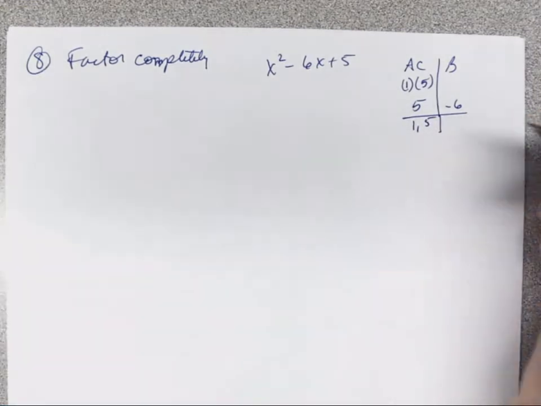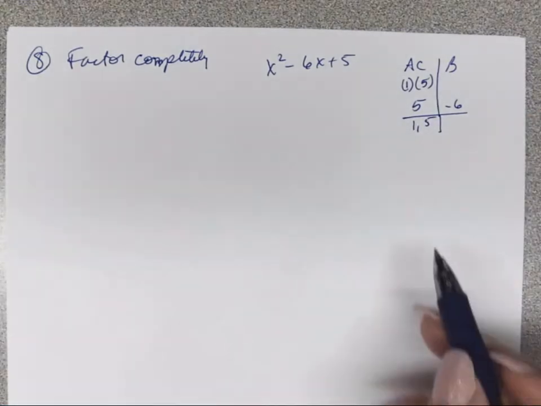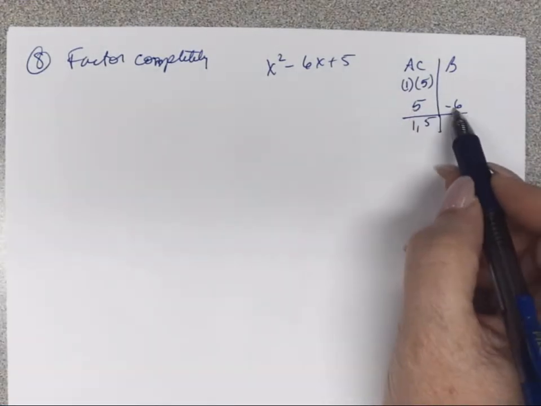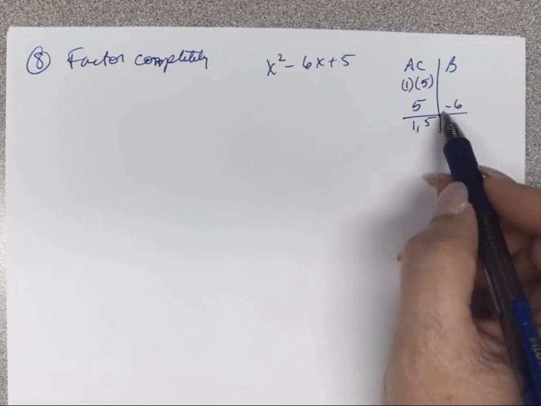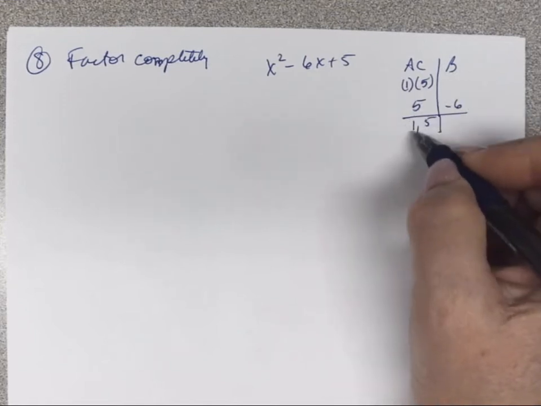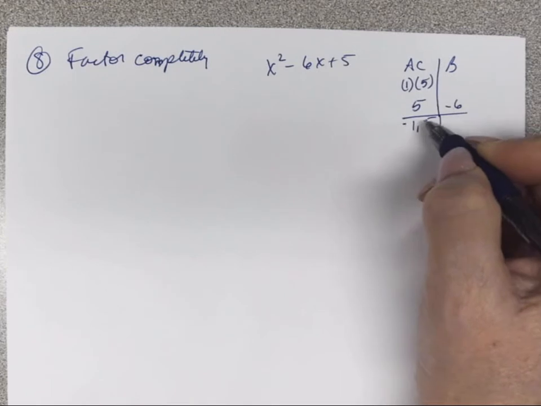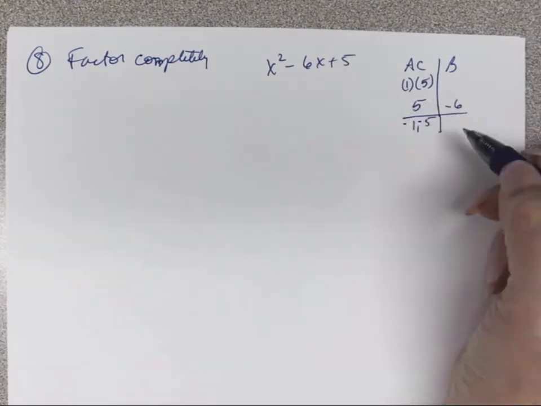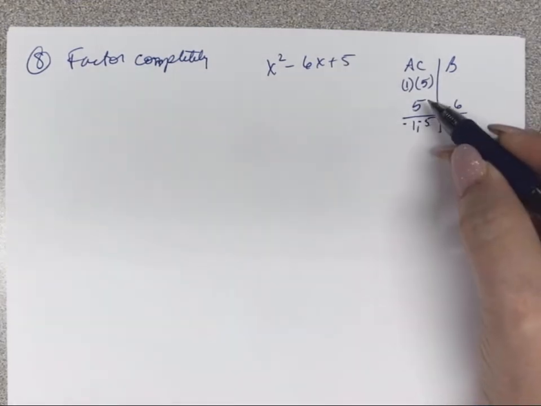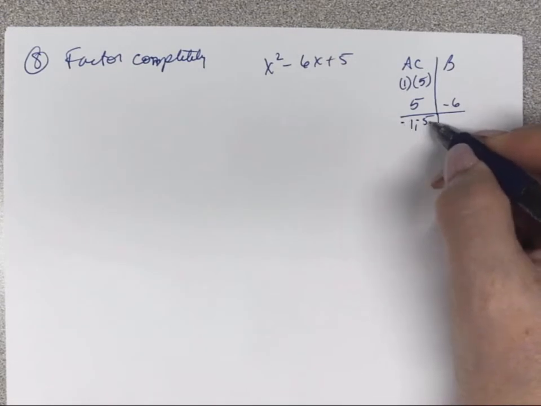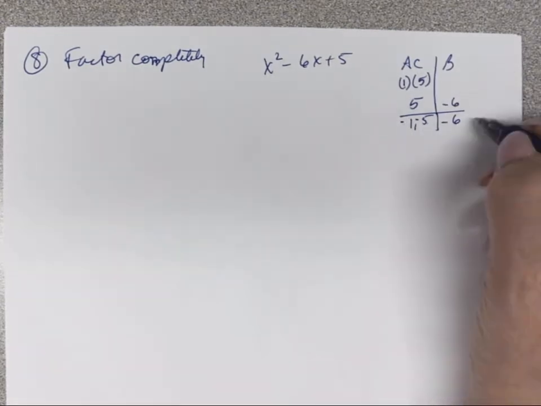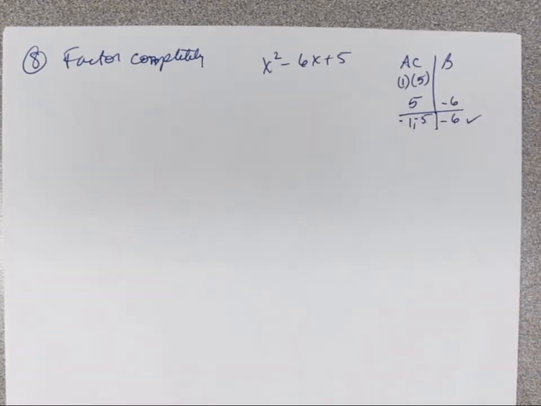Start with 1 and 5 so we can get our signs right. We need to get a positive here but a negative here. Because we have to get a positive, that means they're either both positive or both negative. In this case, they have to be negative to get a positive up here. So negative 1 times negative 5 is positive 5. And when I add them, I get negative 6. And that's what I'm looking for.